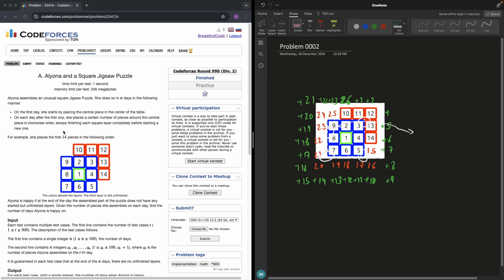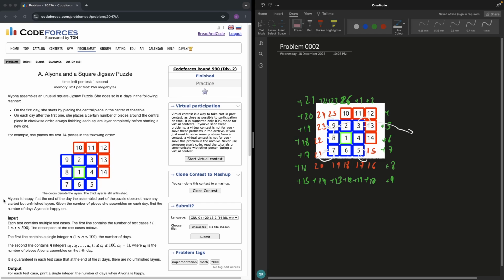Okay, and here we can see in this example she started with 1, and for the second day what she had done, she started from 2, that's from the top, and these blue lines are in the clockwise sense. And again for the third day she started from the 10th and she is going in the clockwise direction.